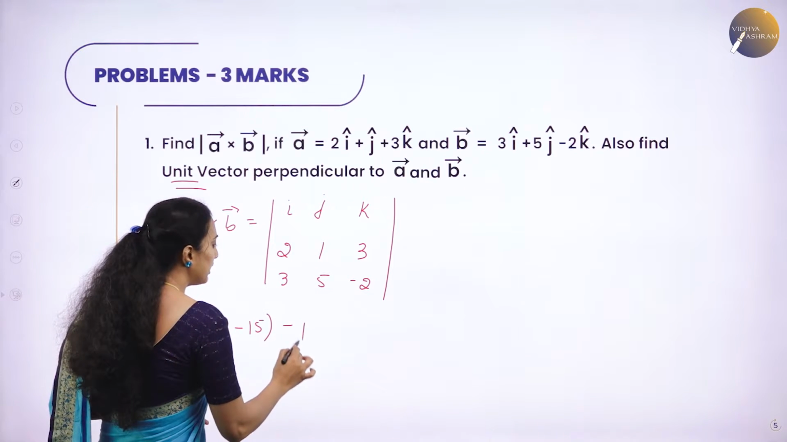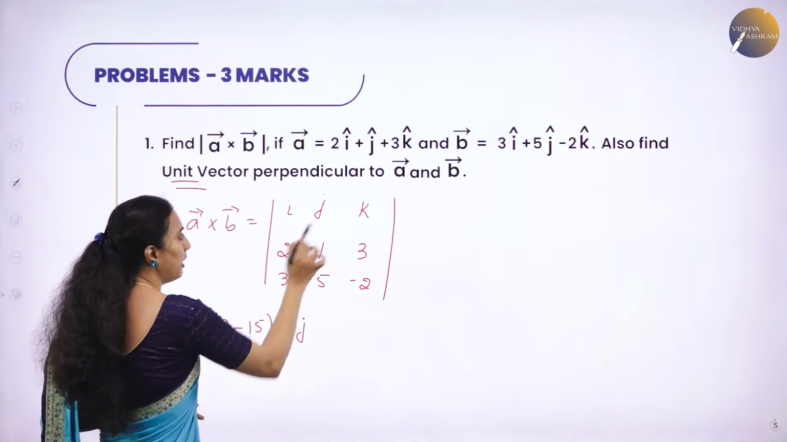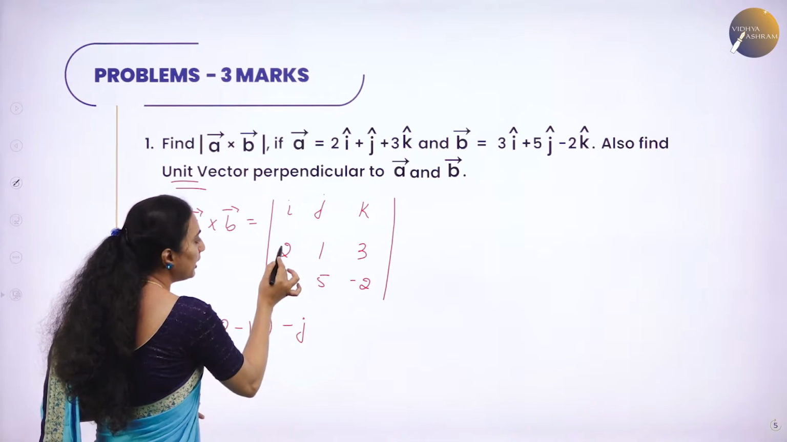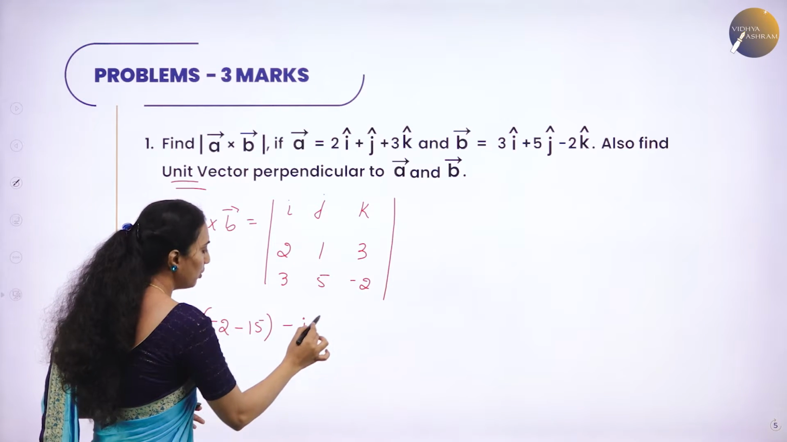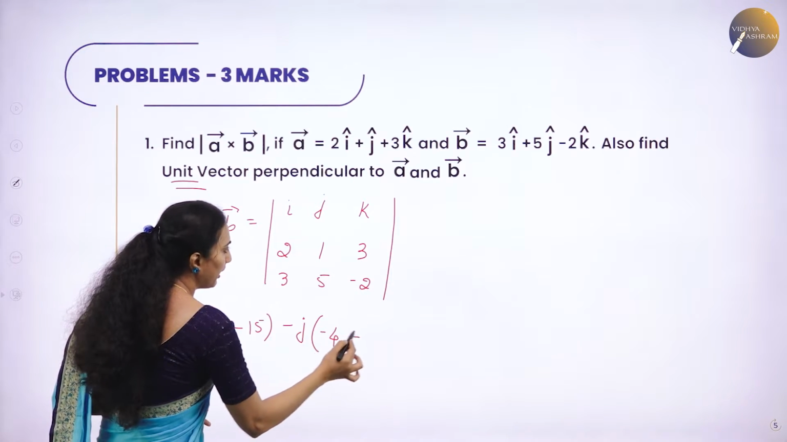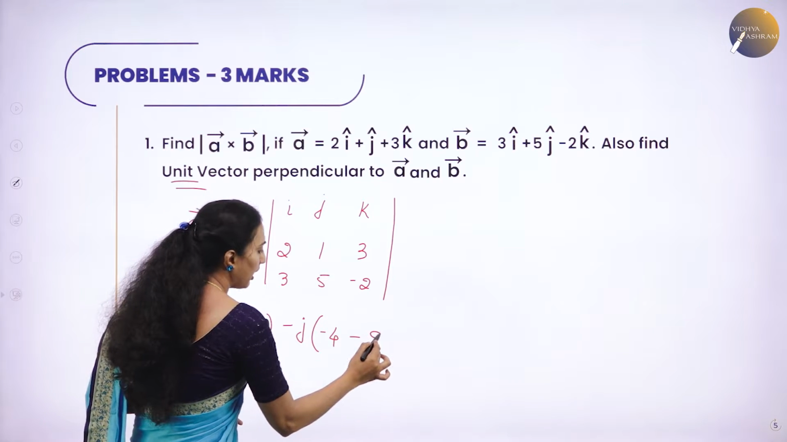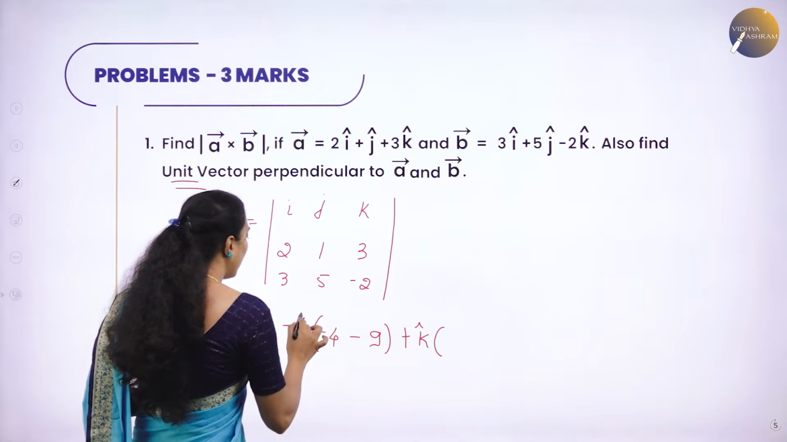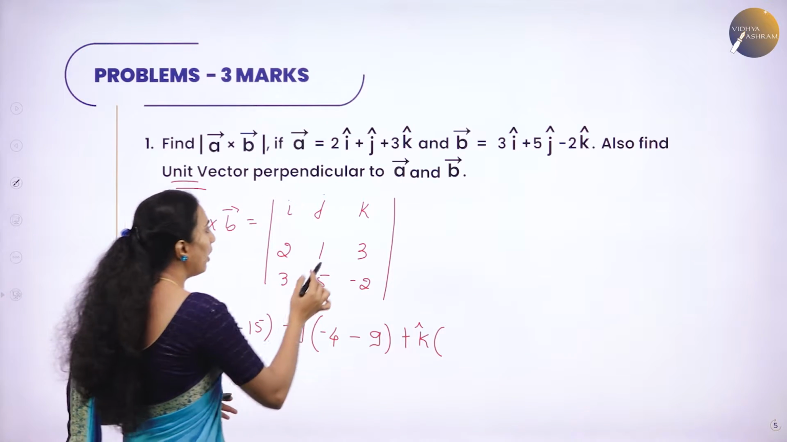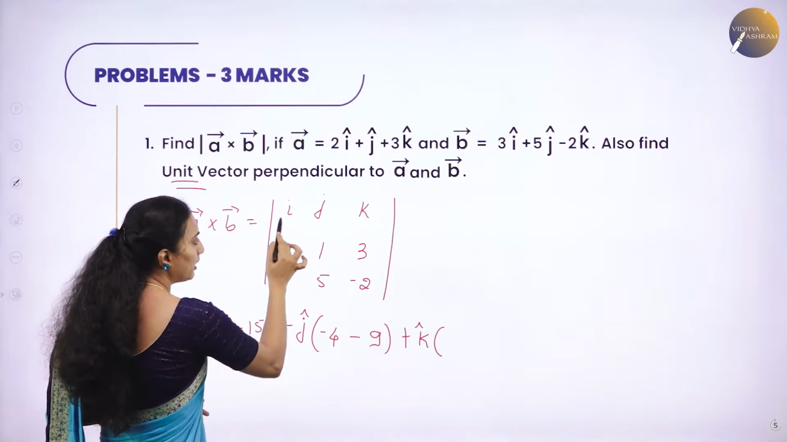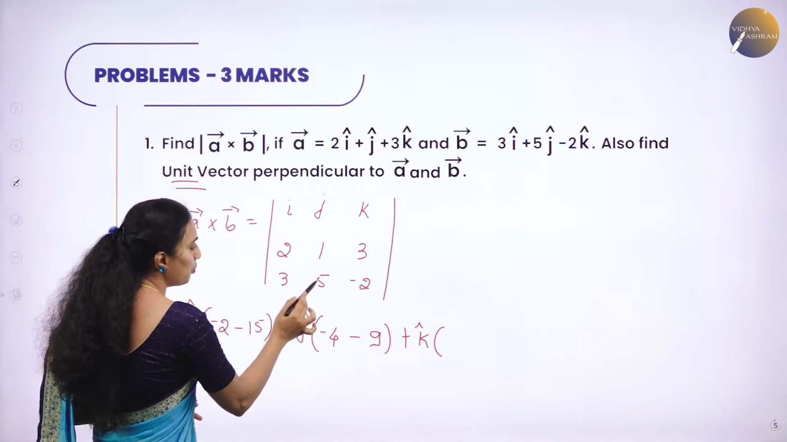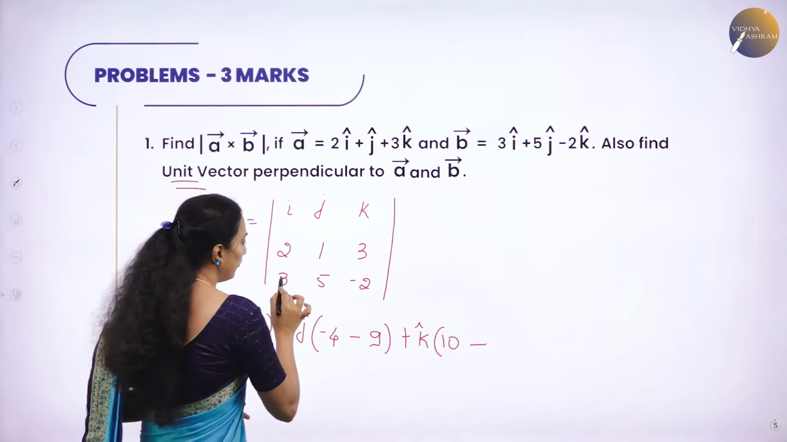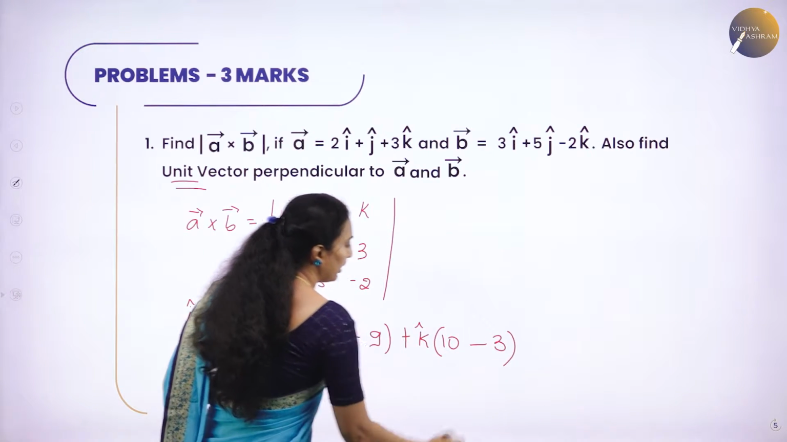Next, you are going to take minus j, because the signs are plus, minus and plus. You are leaving the first row and the second column. Multiply the remaining: 2 into minus 2, which is nothing but minus 4, minus 3 into 3, which is 9. Plus k into, you are leaving the first row and the third column. So the remaining is 2 into 5, which is 10. Again minus 1 into 3, which is nothing but 3.